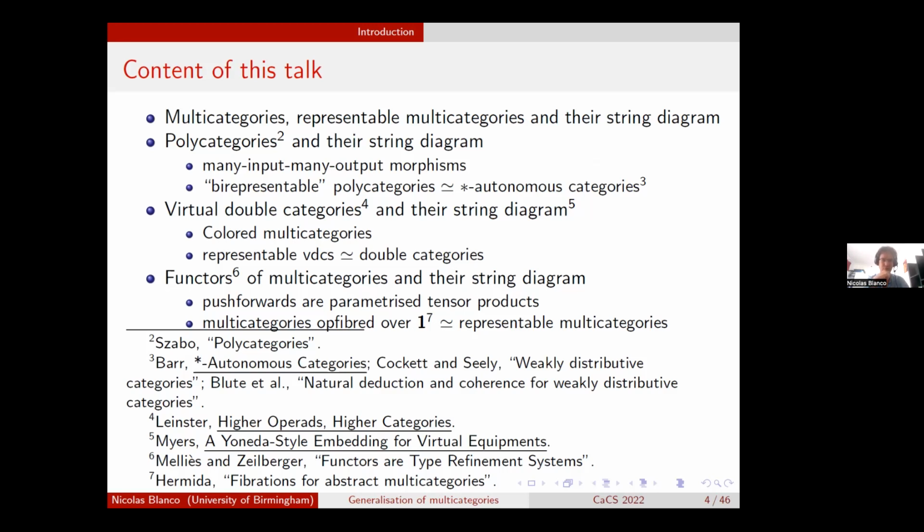So this is ambitious. This is a lot of things, so I probably won't have time to go into details on everything there. Let me first stop for some questions. And if one of these really talks to you and you want to learn more about virtual double categories and not so much about polycategories, for example, let me know just now so that I can reorder the talk and start with virtual double categories or functors.